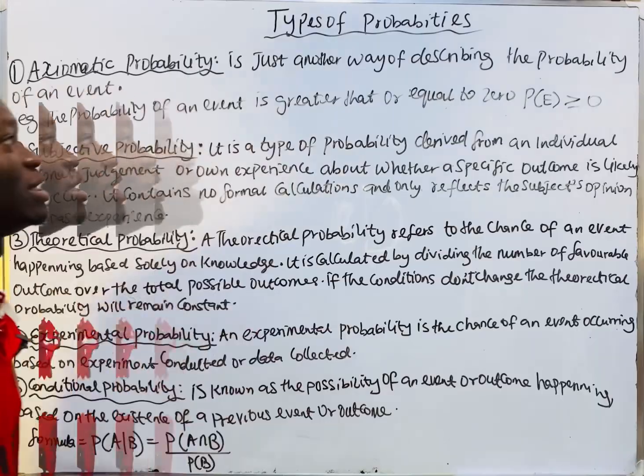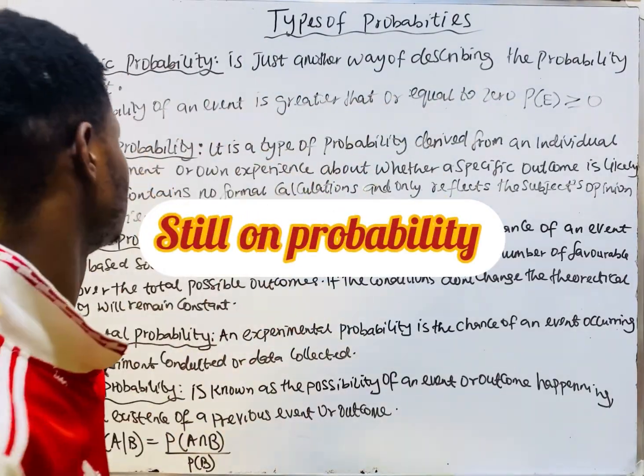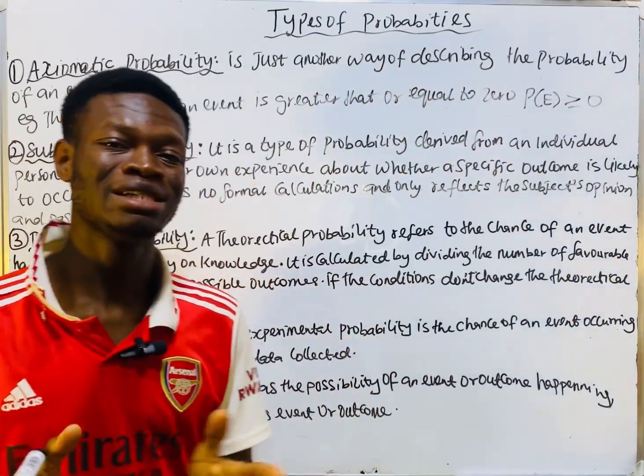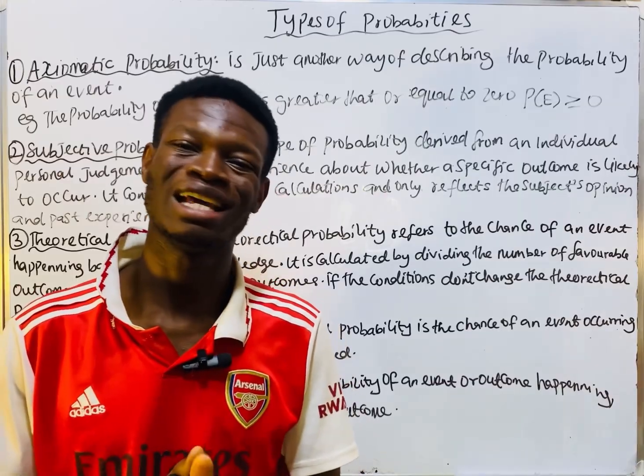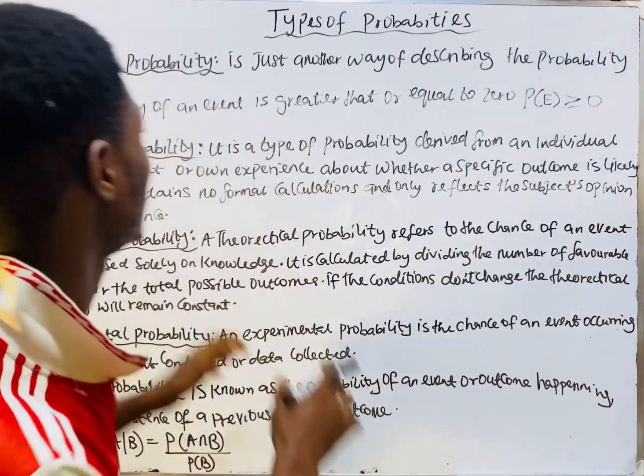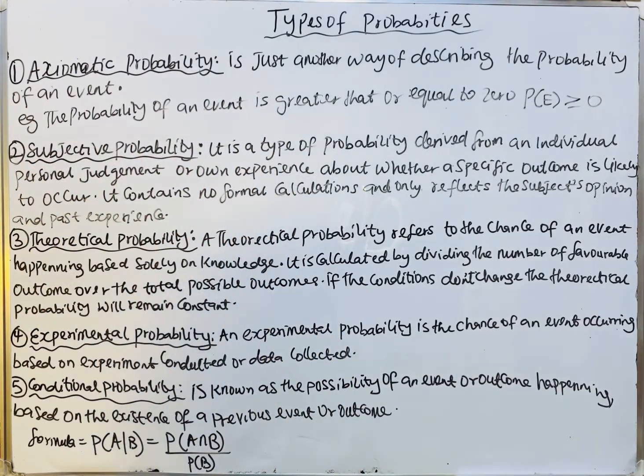Still on probability, we are now on types of probability. Actually, there are many types of probability. There are many, but we are going to talk about these ones.